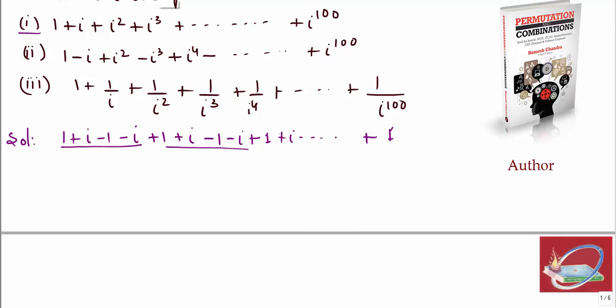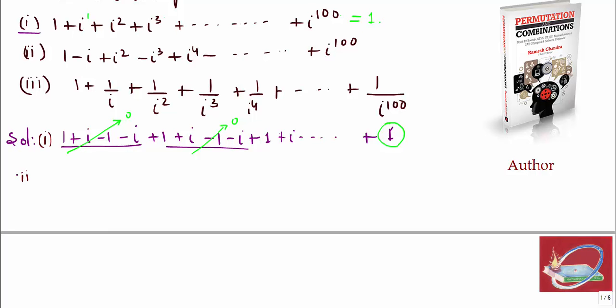So you can see that there are 101 terms. You can see 1, 2, 3, up to 100, and there is one more, so 101 terms. So what will we have at the end? We will remain with this as a number, since in every pair of 4 the sum is becoming equal to 0. So the answer for this question is 1. So this was question number 1.